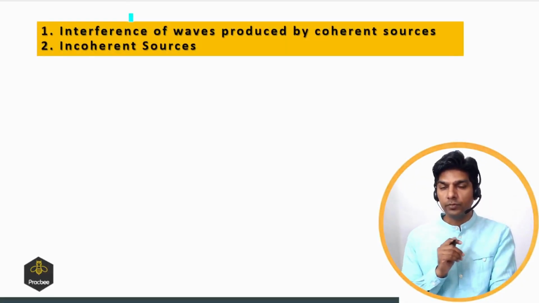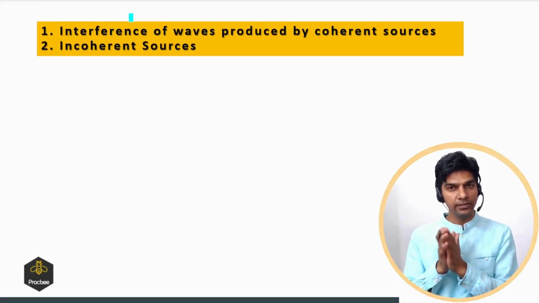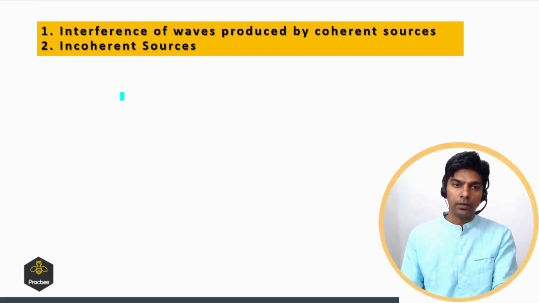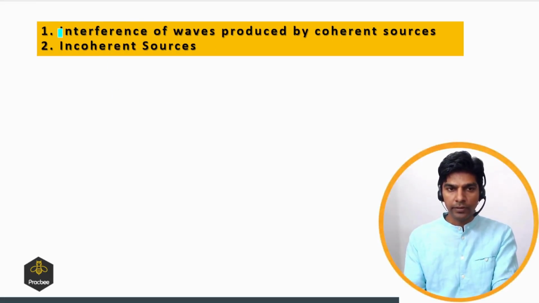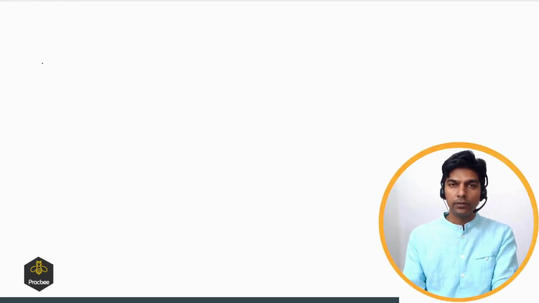Now the next topic that we're going to discuss is interference. In this topic we talk about the intensity calculation in case of coherent sources and incoherent sources. Now these are the two problem types: interference of waves produced by coherent sources, and how to find the intensity in case of incoherent sources. So let us see the concept.